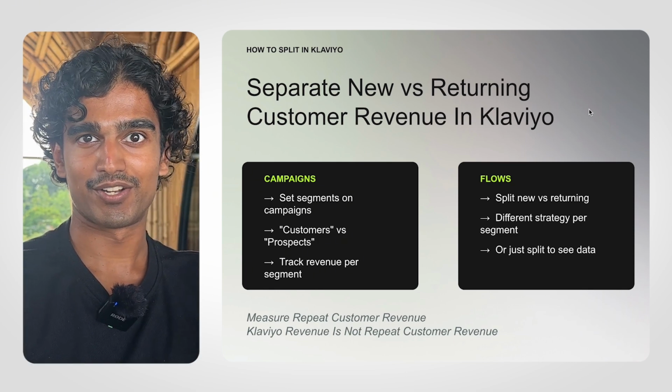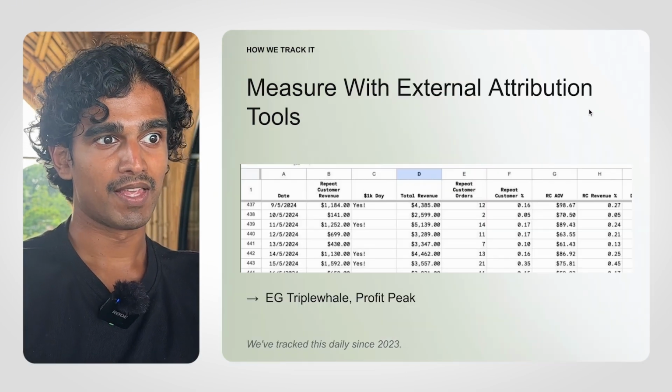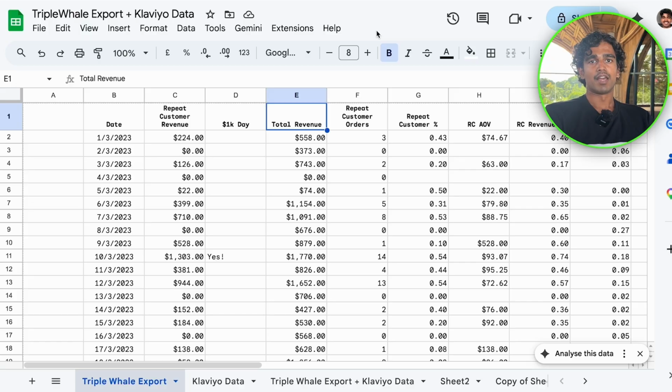So there is an easier way to do this with external tools. Like Triple Whale or Profit Peak. Now, what you can do using Triple Whale is generate a daily revenue export, which breaks down your repeat customer revenue as well as your total revenue. And you can optimize your strategies based on increasing repeat customer revenue.